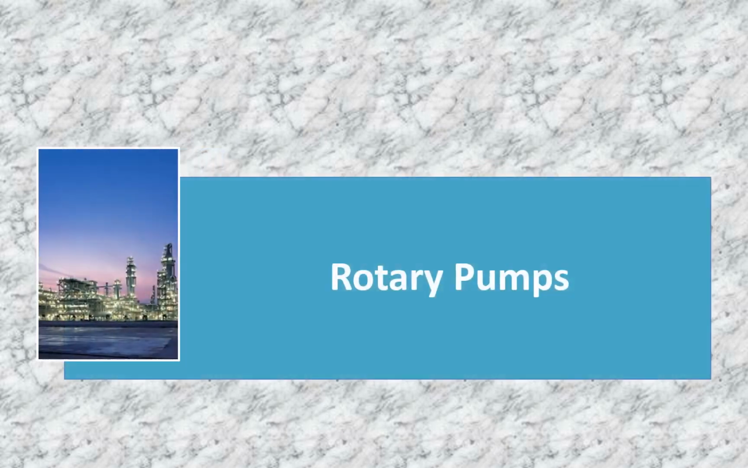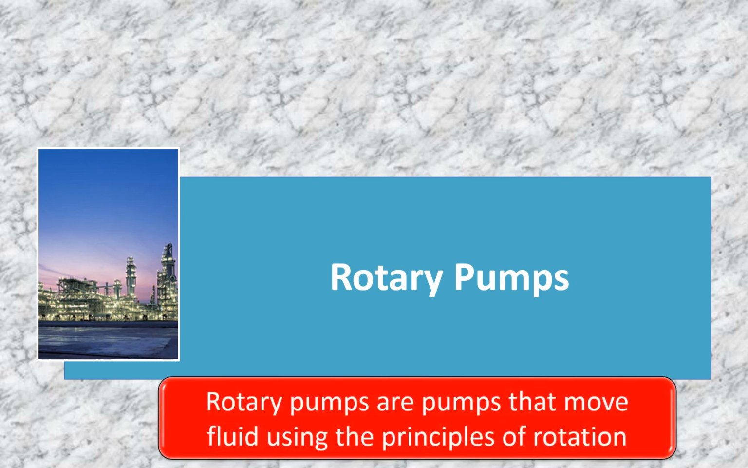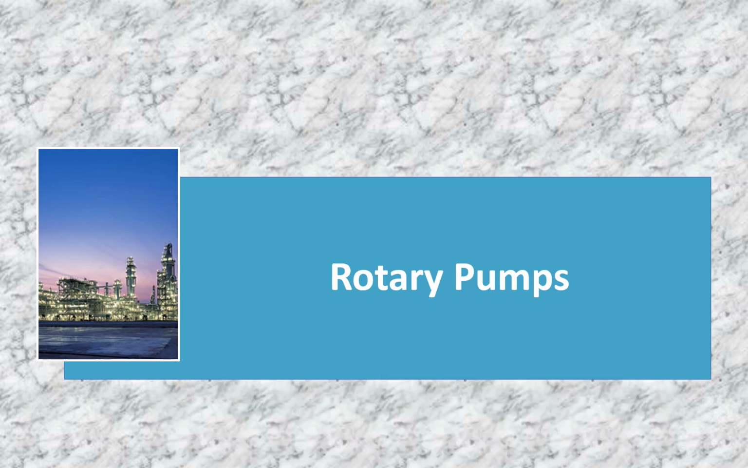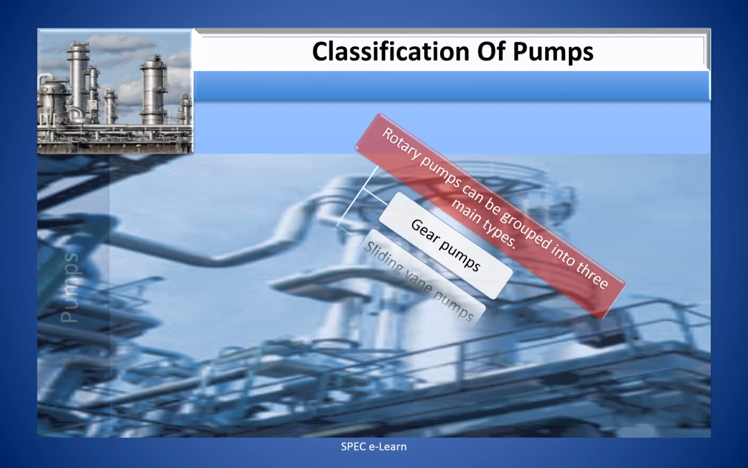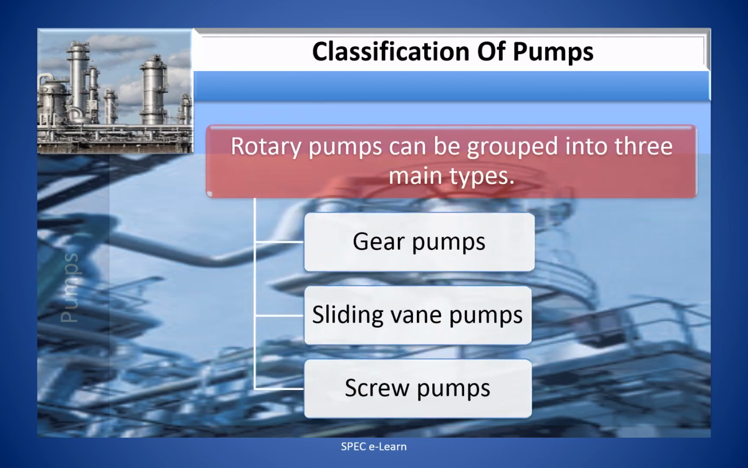Next, a widely used type of pump under the positive displacement category is rotary pumps. Positive displacement rotary pumps are pumps that move fluid using the principle of rotation. Rotary pumps can be grouped into 3 main types: gear pumps, sliding vane pumps, and screw pumps.